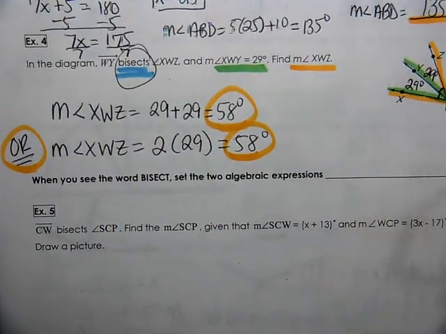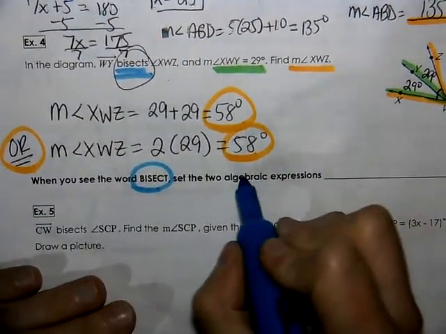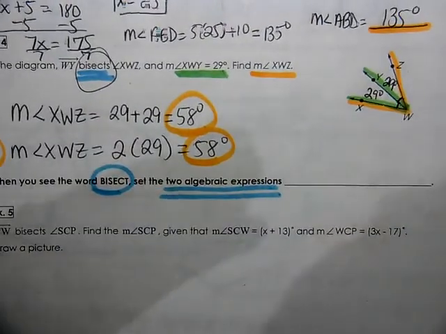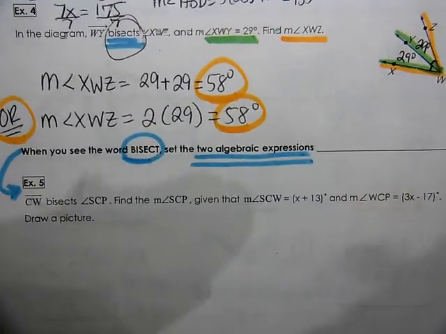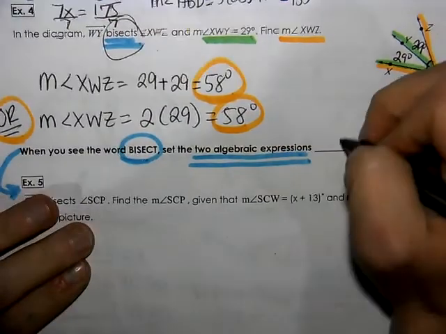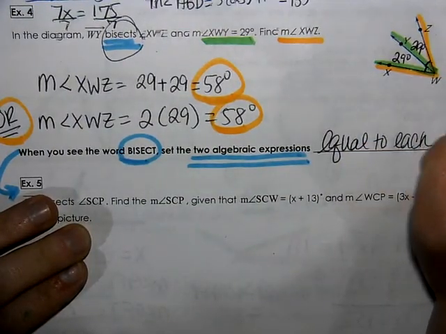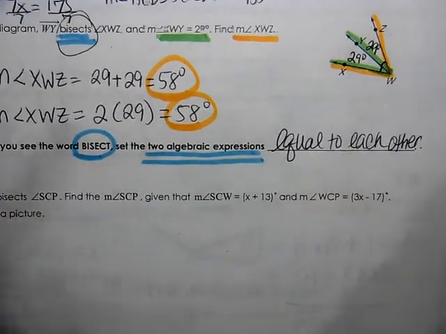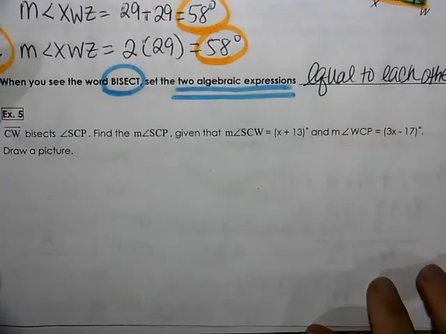So once again, when you see that word bisect in the problem, you're going to set two algebraic expressions or two numbers equal to each other. This is going to correspond to what we are going to do in example number 5. You set them equal to each other, because bisect means to cut in half, into two congruent pieces, or those with equal measure or length.